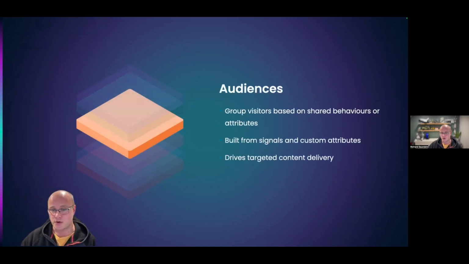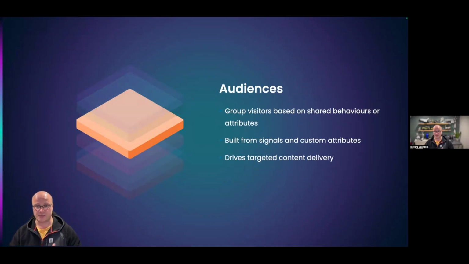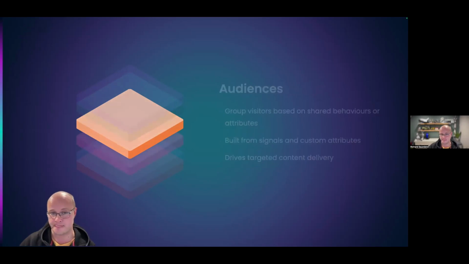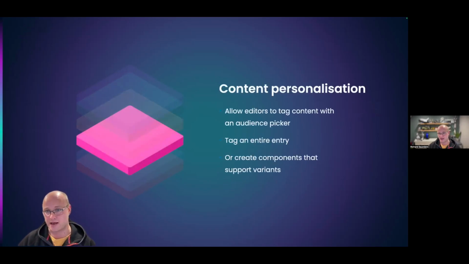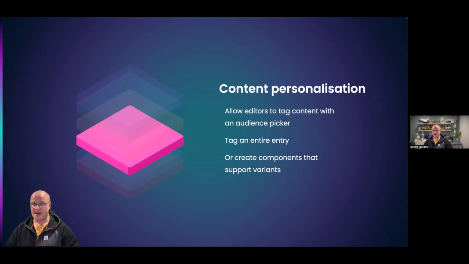So audiences effectively group the visitors based on those shared signals or custom attributes. As I've mentioned, they're built from those signals and custom attributes in a set of rules, and that allows you to then define targeted content delivery. And we do that through allowing authors to tag content with a particular audience, whether that's an entire entry, or to create components that support custom variations. So maybe a hero banner that could have 2 or 3 variations on a homepage or landing page.